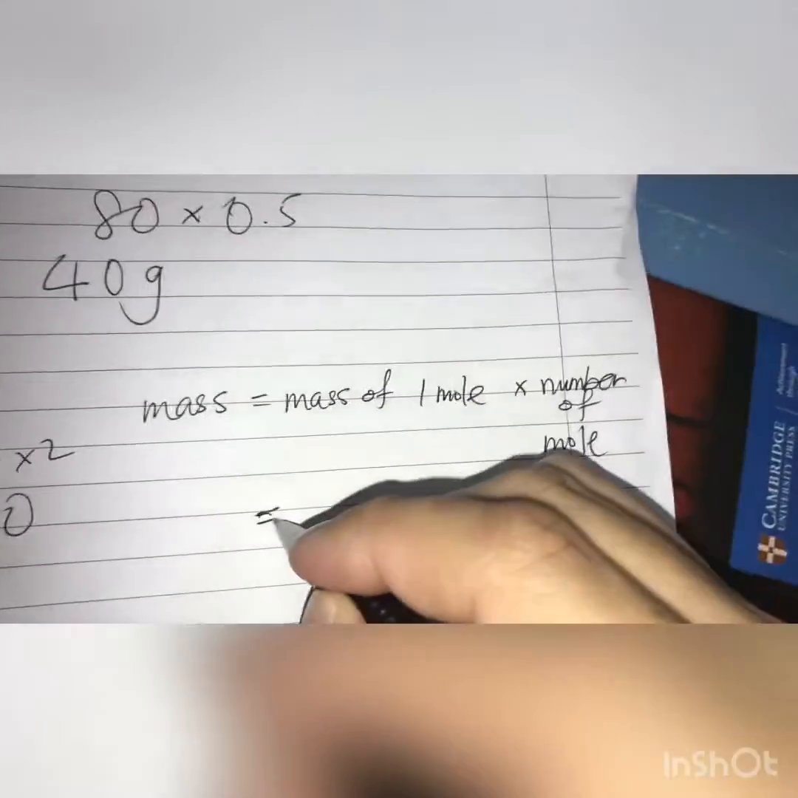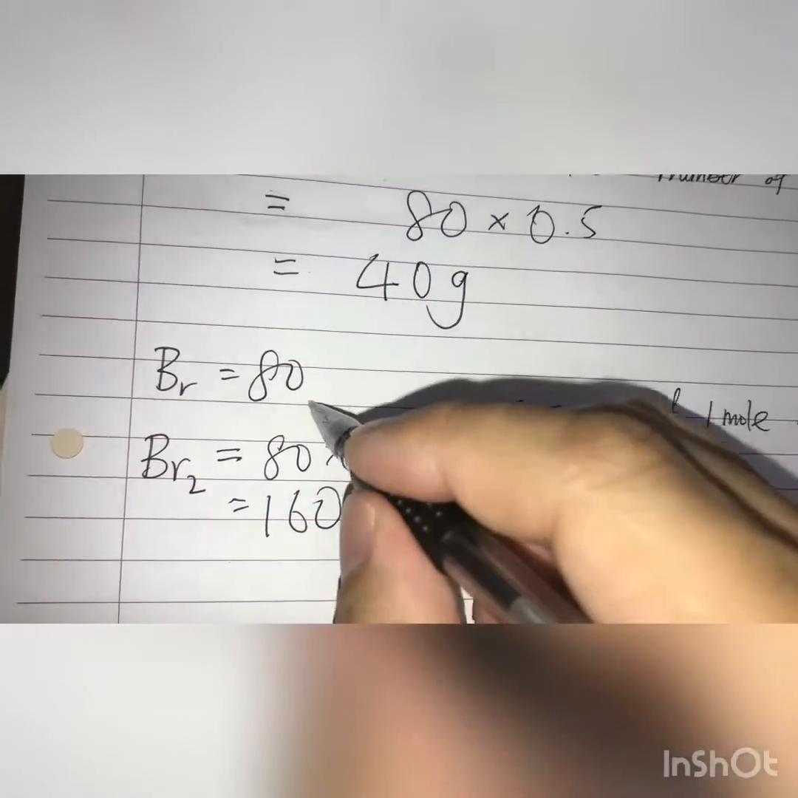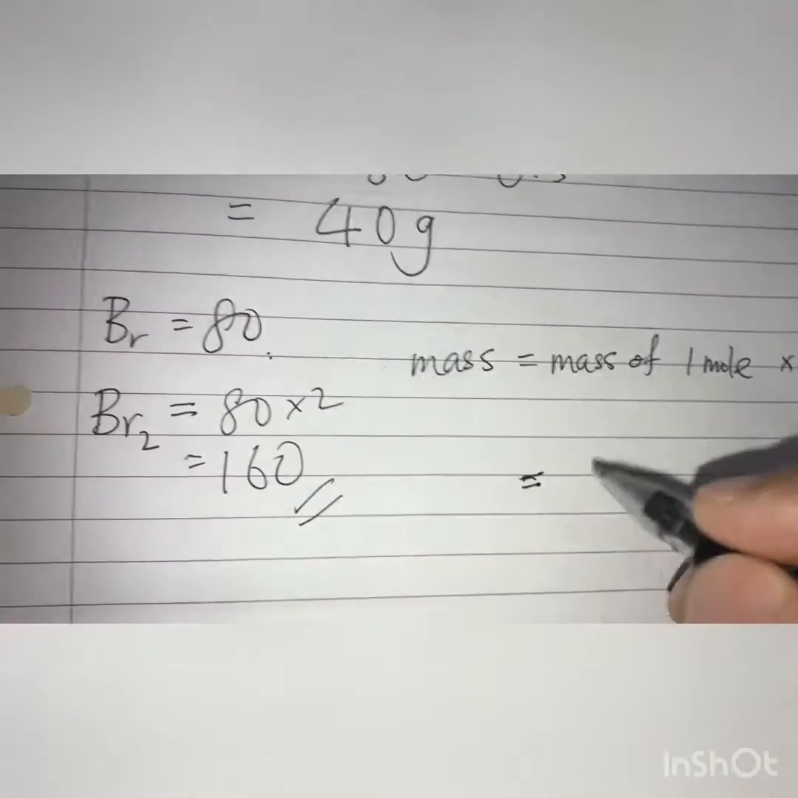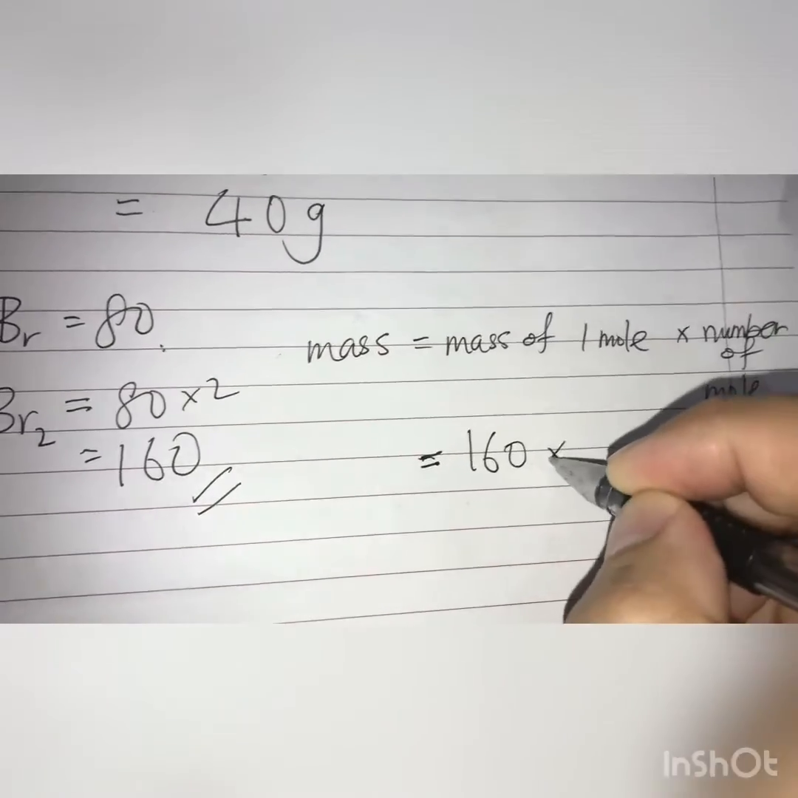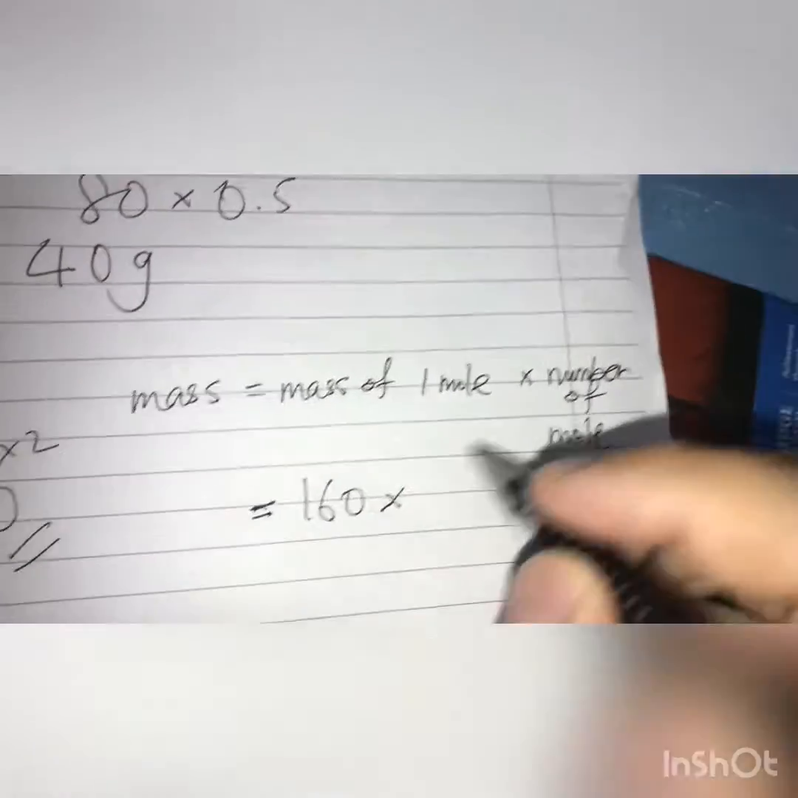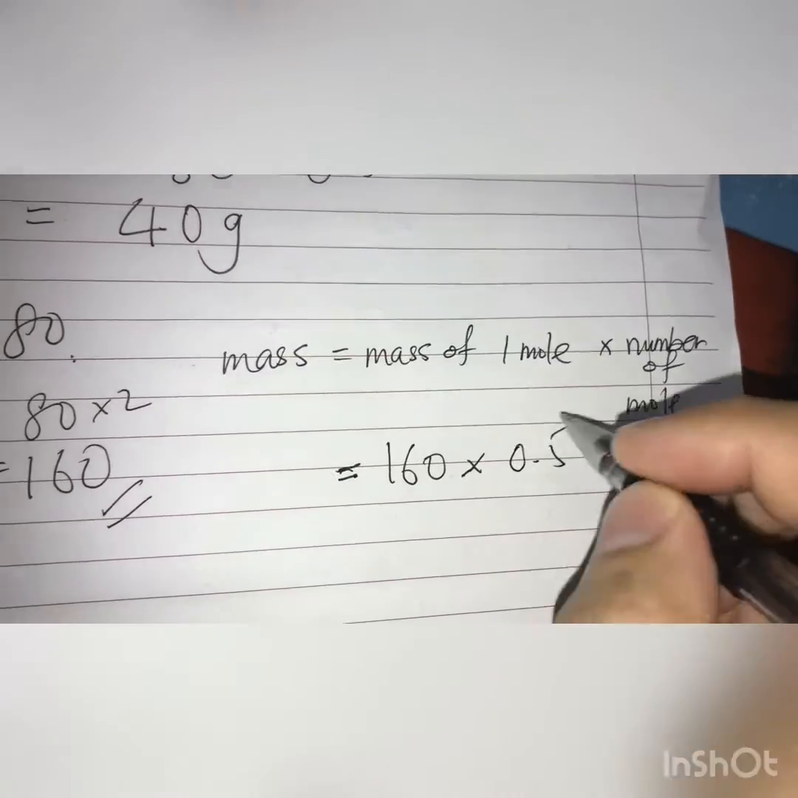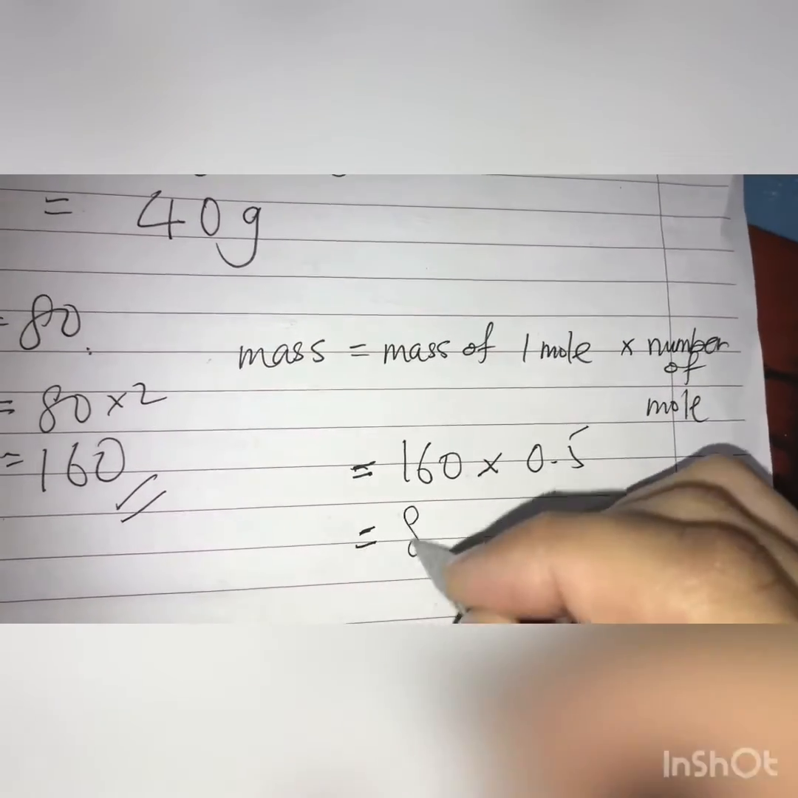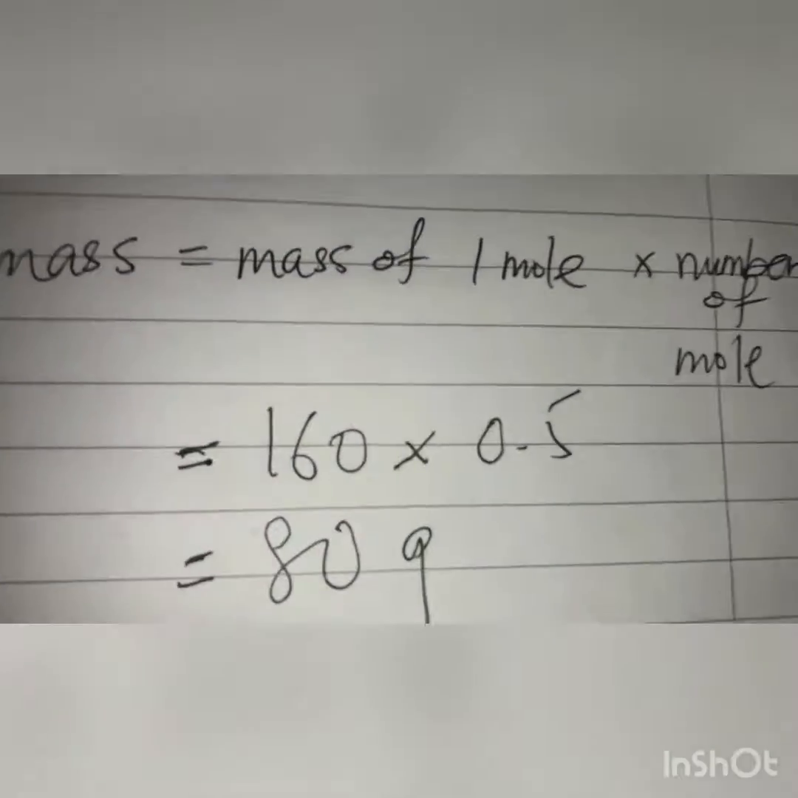So the mass of one mole here is 160. How many number of mole? The question gives 0.5. So the answer is 80 grams.